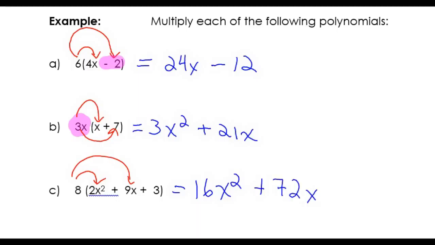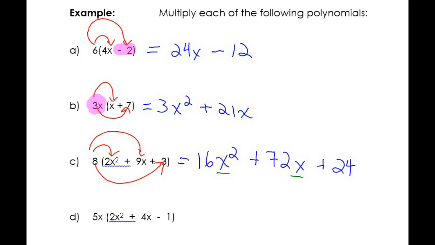72x. And lastly, this is getting crowded up here, so I'm going to go below. 8 times positive 3 will give me positive 24. Done. Cannot combine any of the terms. I can't combine an x squared with an x. Though, if I'm multiplying an x squared times an x, then I can get an x cubed, but I can't add an x squared to another x term because, again, they're not like terms. Let's look at one more example.